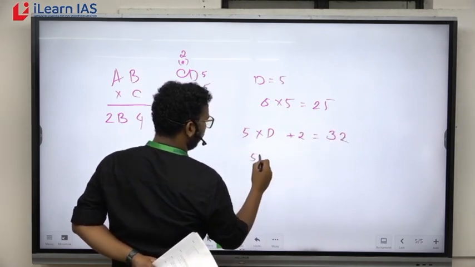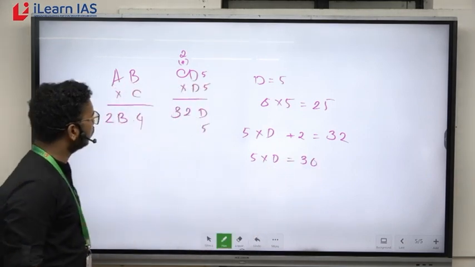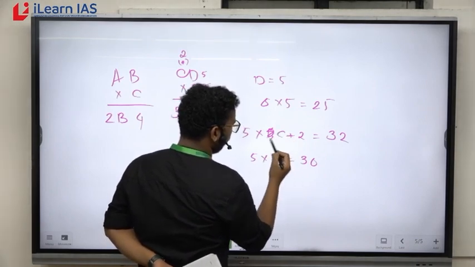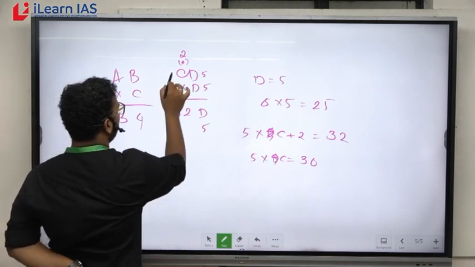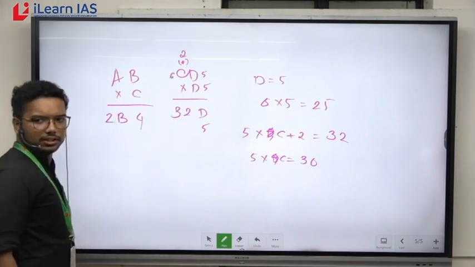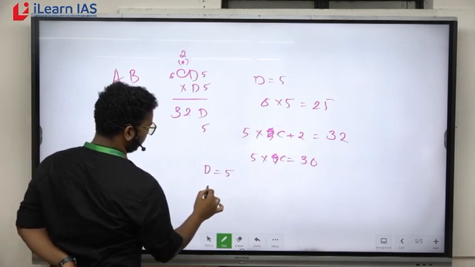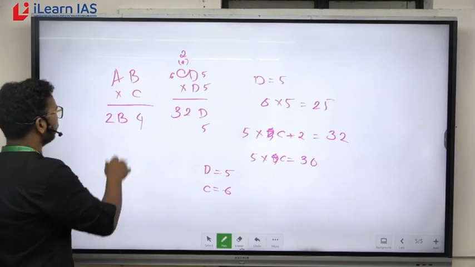അതായത് 5 into D equals 30. 5 into C, D അല്ല C. 5 into C equals 30. So C യുടെ വാല്യൂ എന്ത് കിട്ടും? C will be 6. So D എന്ത് കിട്ടി? D is 5. C is 6. ഇനി C ഞാൻ ഇവിടെ കൊടുക്കുവാണ്.